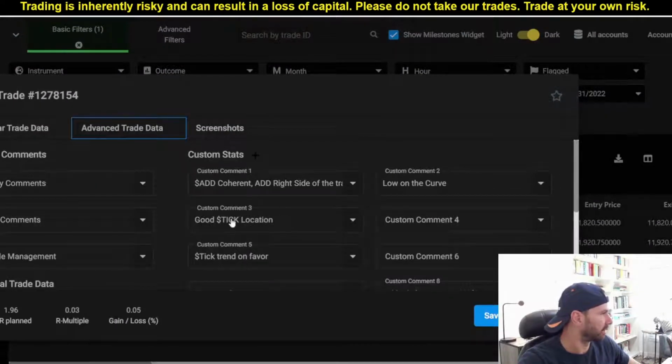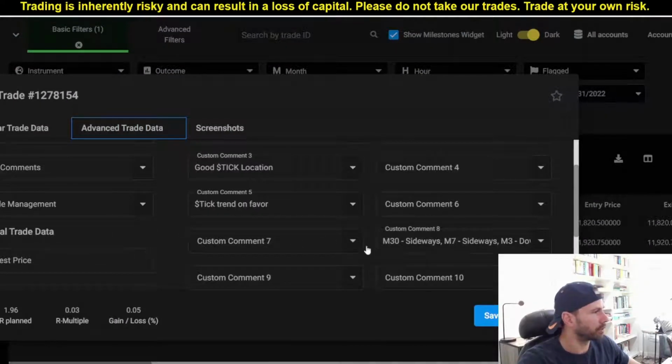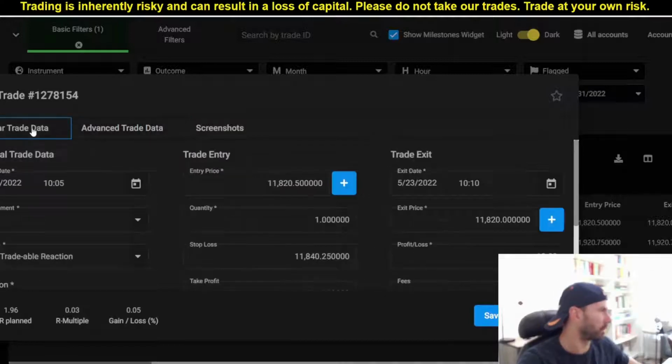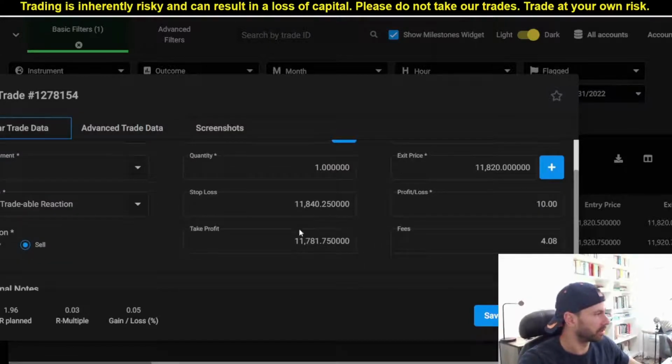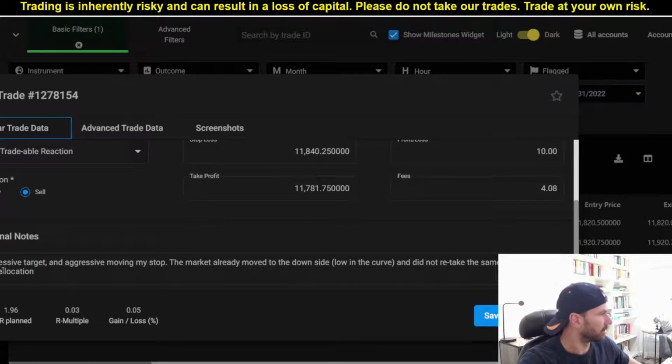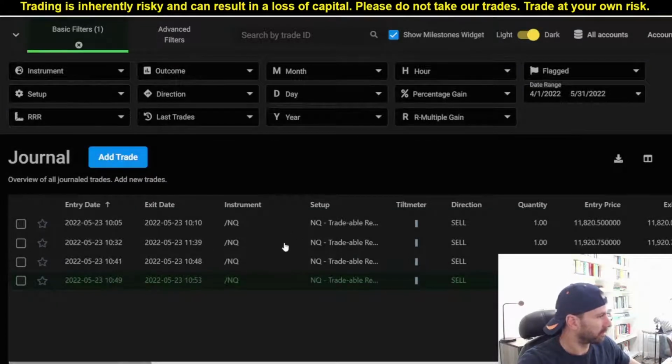Very sad. I do use a lot of custom comments because it helps me to get better. And here's the aggressive target and aggressive moving of my stop. The market already moved down into the downside, so I was trading short, low in the curve. Not very low in the curve, but to the lower side, right? So when that happens, I want to be aggressive, taking the money out because the market can reverse at any time. Alright, so that's my first break even.